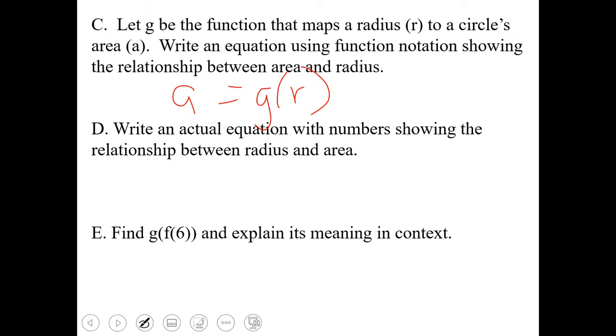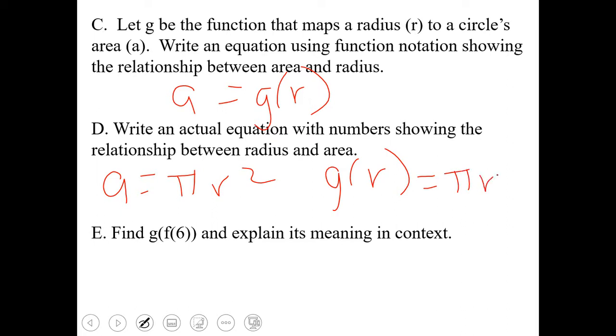In part D, it actually wants you to set up an equation. How are the radius of a circle and the area of a circle related? Well, area is equal to pi r squared. Again, if a equals and a equals, you can now put those together to find one g function, which says that g of r equals pi r squared. Try to make sure you understand what that is saying. That is saying if you put a radius into the g function, you're going to get out the area.